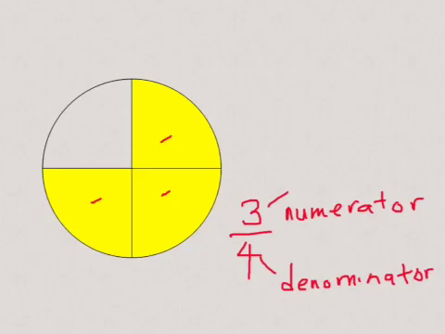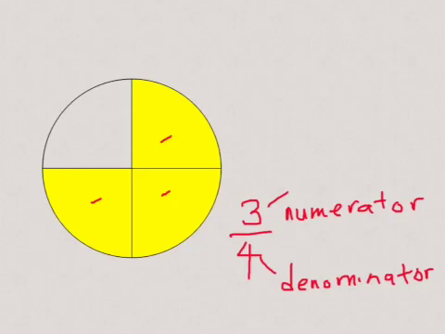Numerator refers to the parts required. In this case, the parts required are the shaded parts, the yellow parts, and so 3 is the numerator. 3 is the numerator from this fraction 3 out of 4, 3/4. While denominator refers to the total number of parts in the whole. In this case, we have already counted, there are altogether 4 equal parts in this circle. Hence, 4 is the denominator, and 4 is the denominator from this fraction 3 out of 4, 3/4.